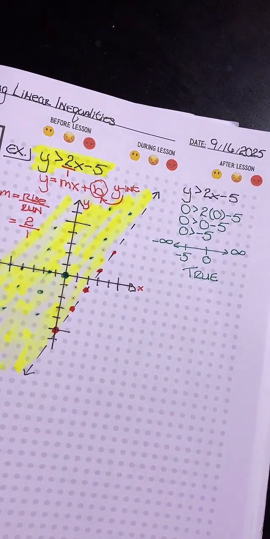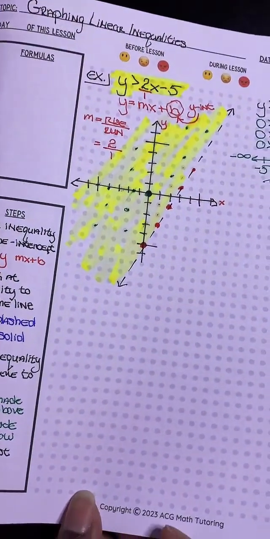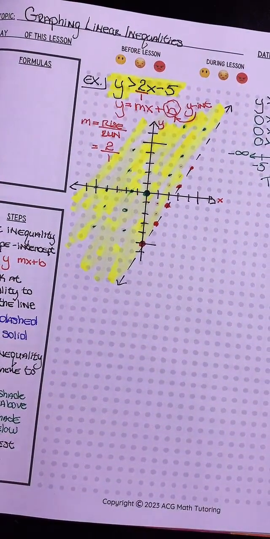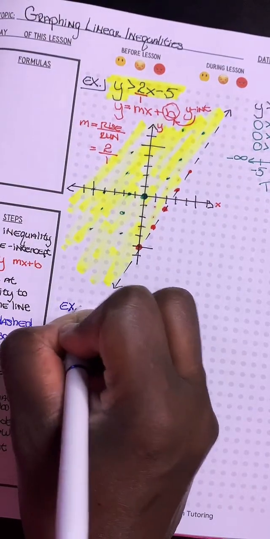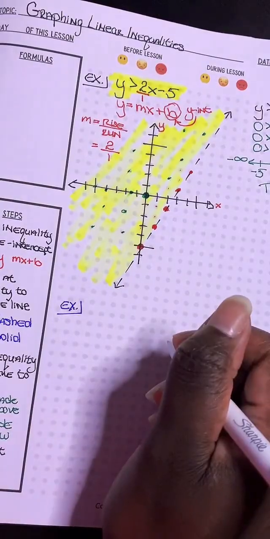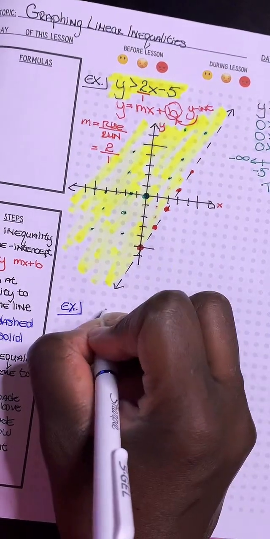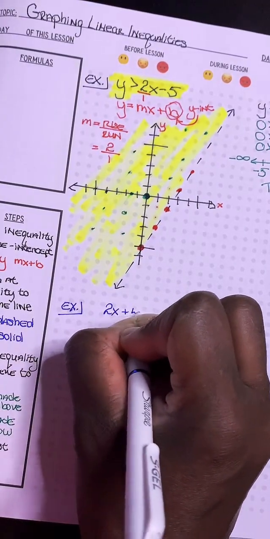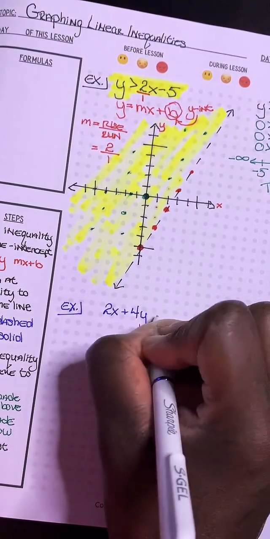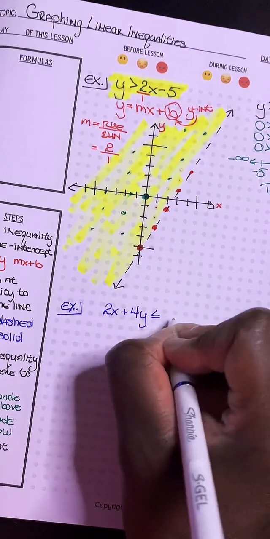Okay? All right? Yes, of course we can do more. This is today's topic. All right? Let's see. Okay, so we got 2x plus 4y is less than or equal to 8.